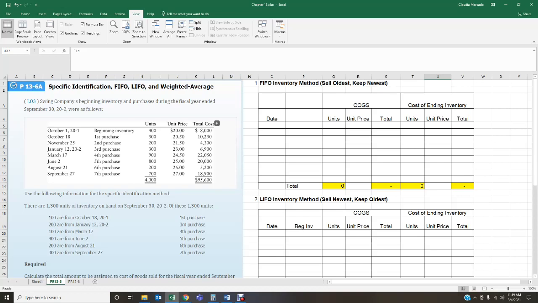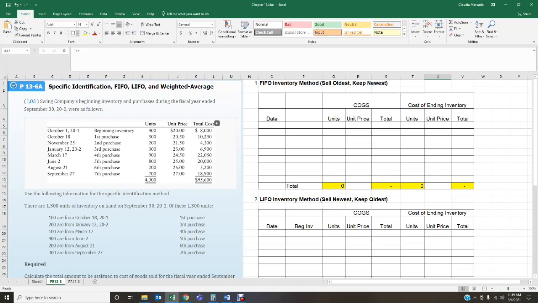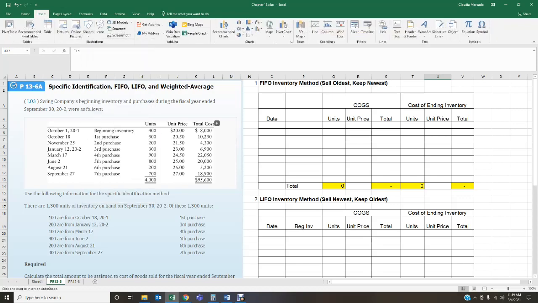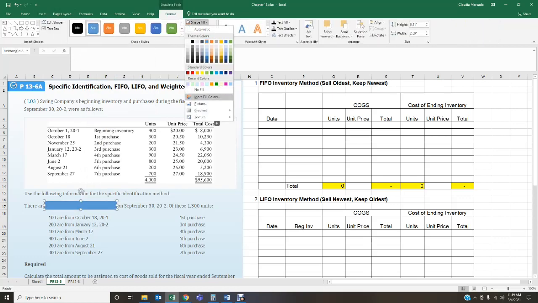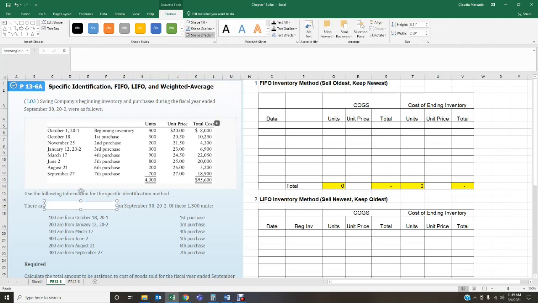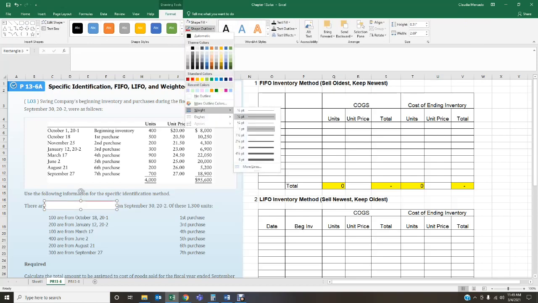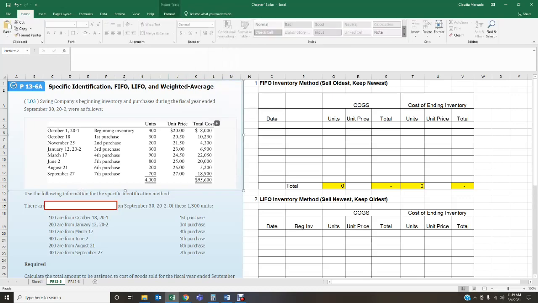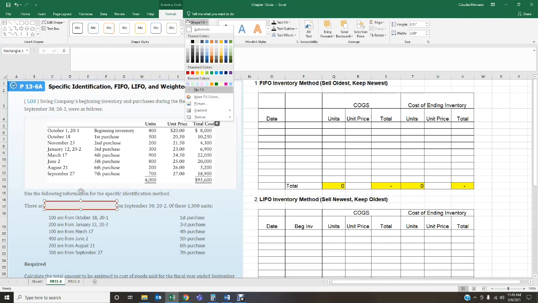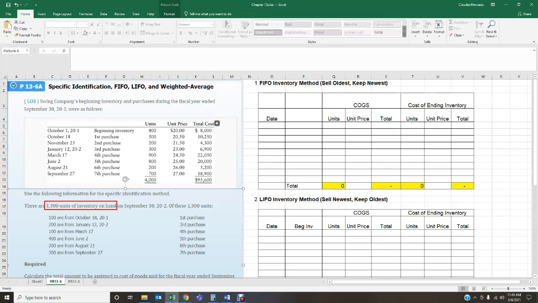So what are we trying to do here? The problem is telling us that we have 1,300 units on hand. Okay, so we have 1,300 units of inventory on hand. So that tells me that that represents the number of units that have not been sold. That is what's sitting in my warehouse. Okay, so I've got 1,300 units that have not been sold, and we need to figure out what is the value of those 1,300 units that we have not sold? That's going to be your cost of your ending inventory. And also we want to know, well, what's the cost of the units you did sell? That is your cost of goods sold.